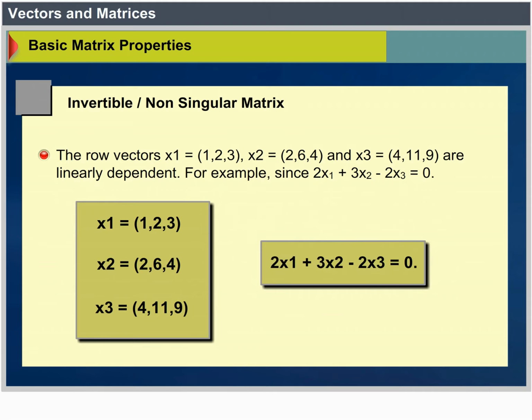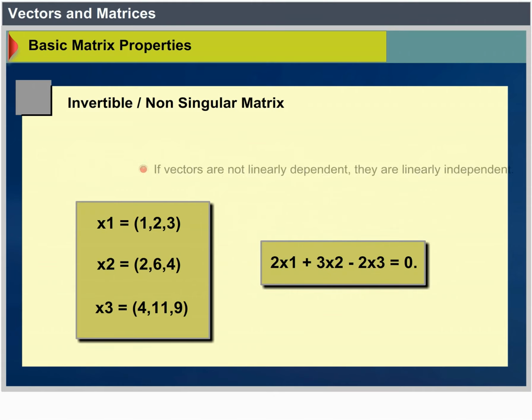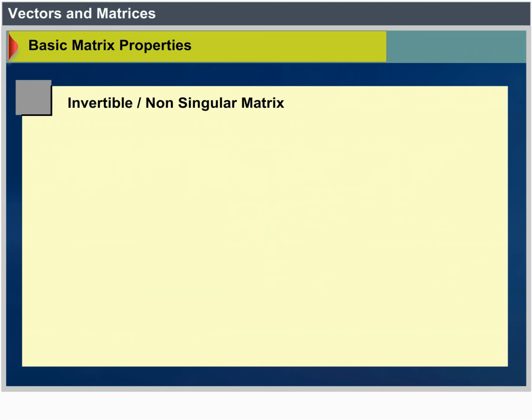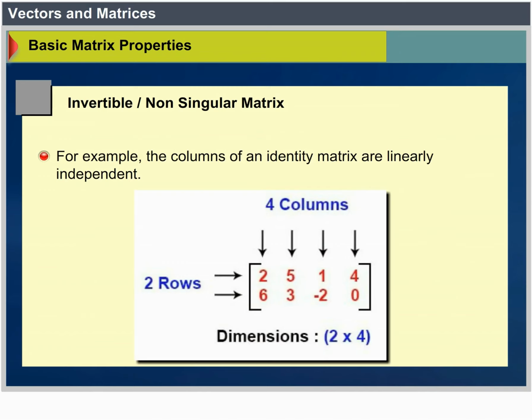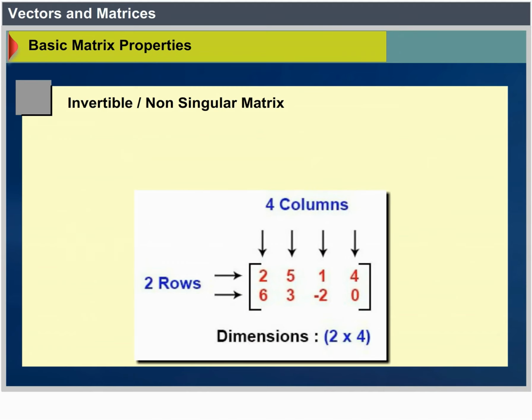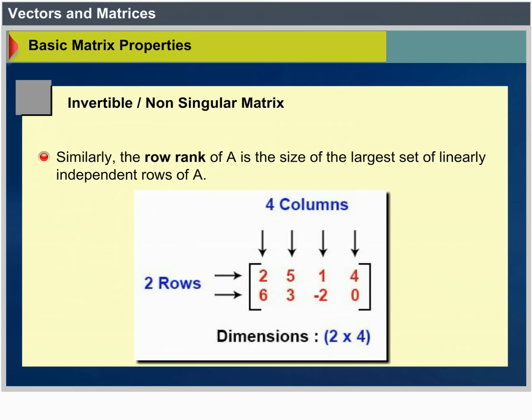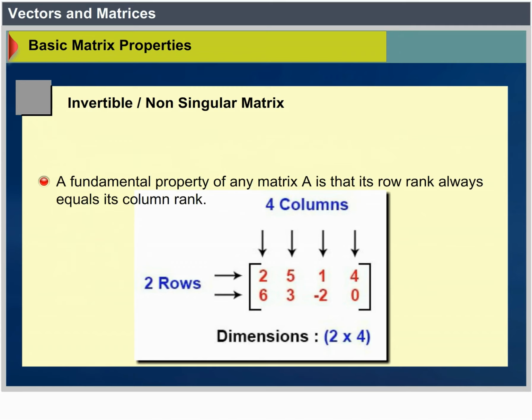If vectors are not linearly dependent, they are linearly independent. For example, the columns of an identity matrix are linearly independent. The column rank of a non-zero m by n matrix A is the size of the largest set of linearly independent columns of A. Similarly, the row rank of A is the size of the largest set of linearly independent rows of A. A fundamental property of any matrix A is that its row rank always equals its column rank, so that we can simply refer to the rank of A.